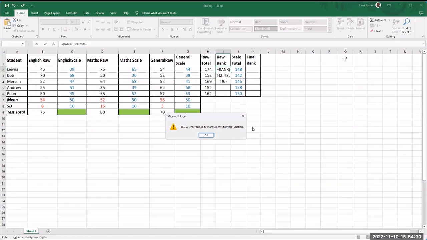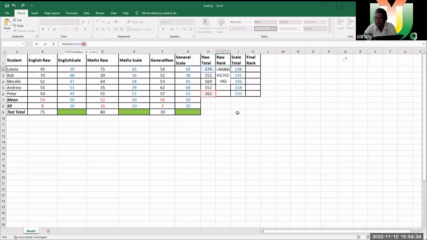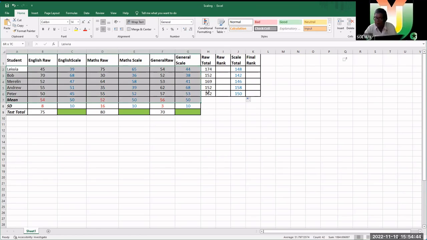Something is wrong with this. Anyway, we'll do it manually since we cannot go through with this formulation. There are only a few children here, so we can do it manually. We'll come back to that formula later on. I don't know what's wrong with what we entered.